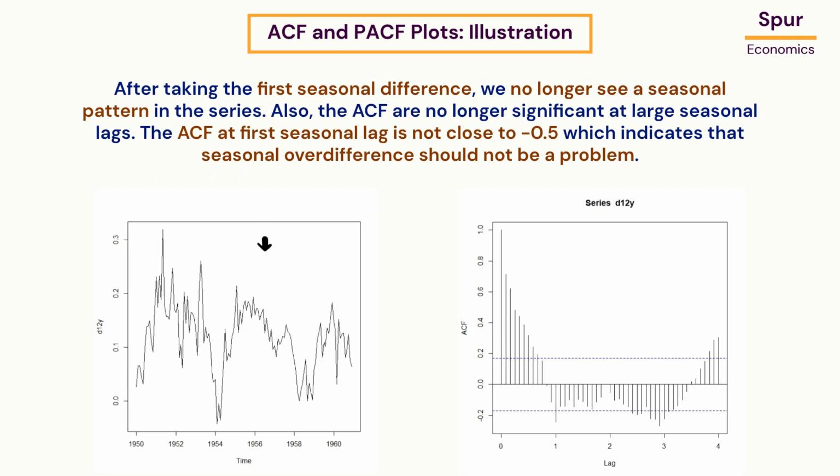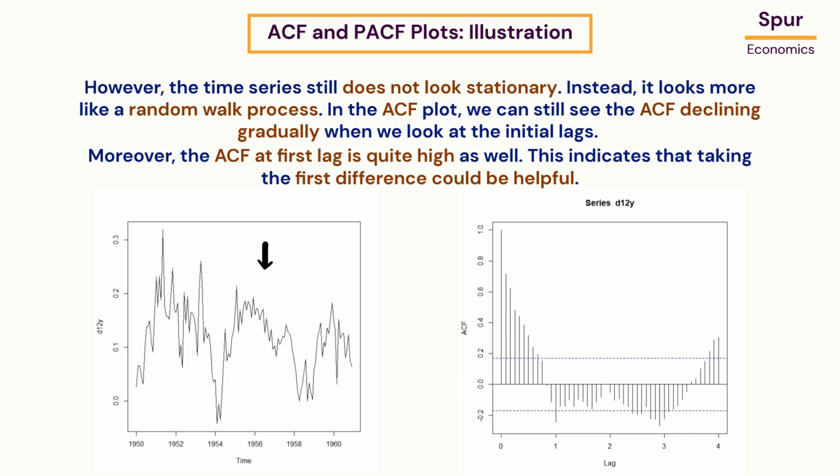After taking the first seasonal difference, we no longer see a seasonal pattern in the series. Also, the ACF are no longer significant at seasonal lags. The ACF at first seasonal lag is now close to -0.5, which indicates that seasonal overdifference should not be a problem. However, the time series still does not look stationary. Instead, it looks more like a random walk process. In the ACF plot, we can still see the ACF declining gradually when we look at the initial lags. Moreover, the ACF at first lag is quite high as well. This indicates that taking the first difference could be helpful.